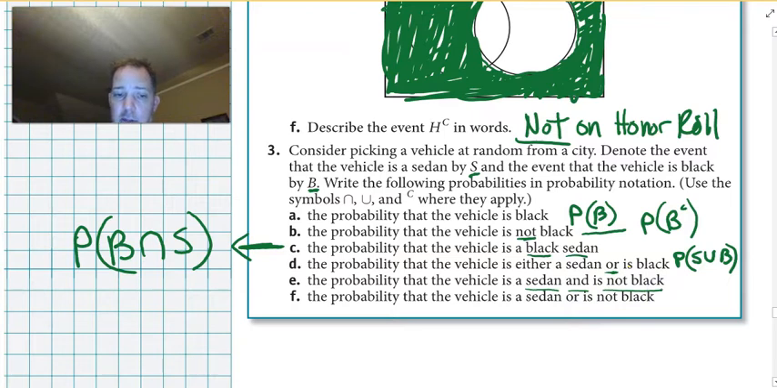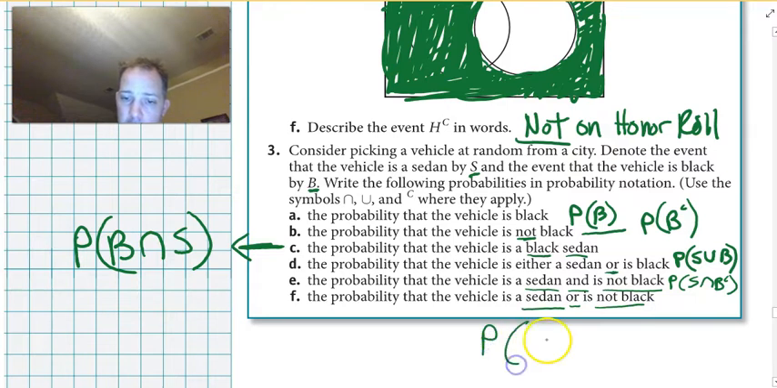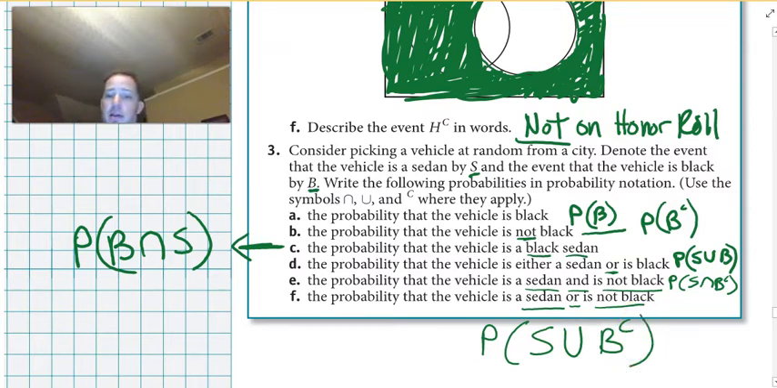Those are three things that we should be able to represent pretty easily here. So probability that it's a sedan and not black. So there's the sedan is S and is the intersection. Not black means black complement, and we can put that little symbol on there. Last one, F, probability the vehicle is a sedan or is not black. We do the same thing. Probability that it's a sedan or not black means black complement. So it should look like that.